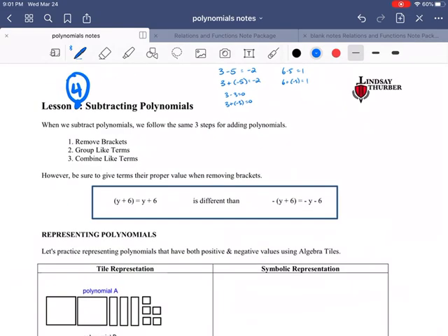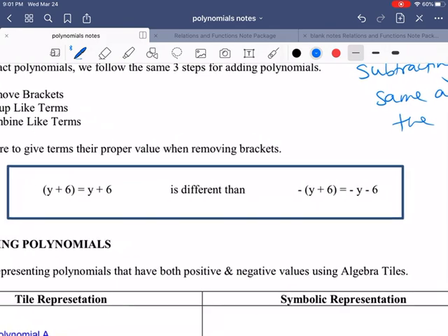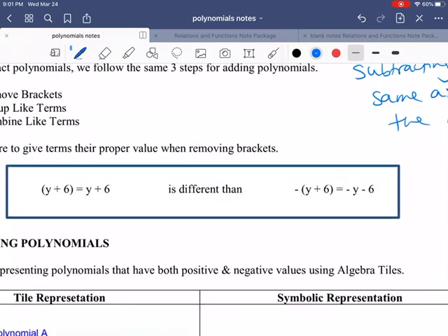So what we can see here is subtracting is the same as adding the opposite, right? And we also have to go over this concept that y plus 6 here in brackets is not the same as negative y plus 6, okay? The negative actually gets what's called distributed to everything that's inside the brackets.